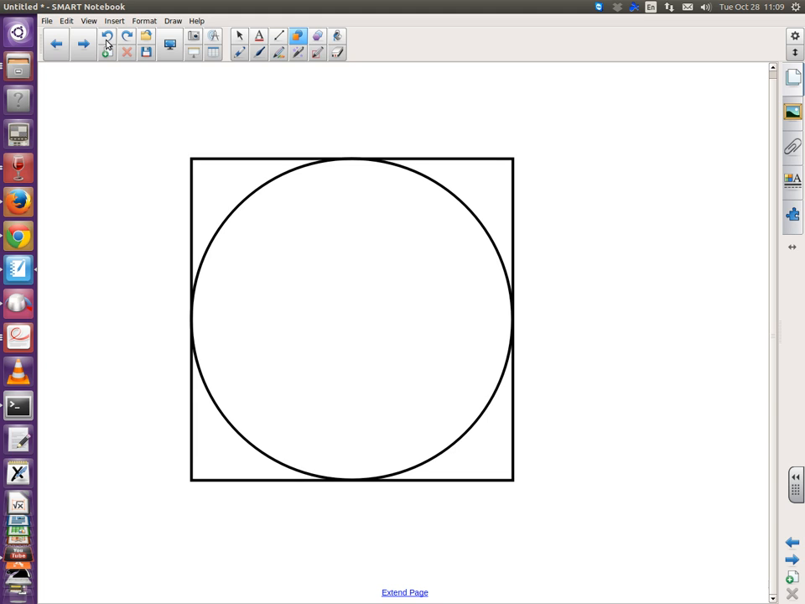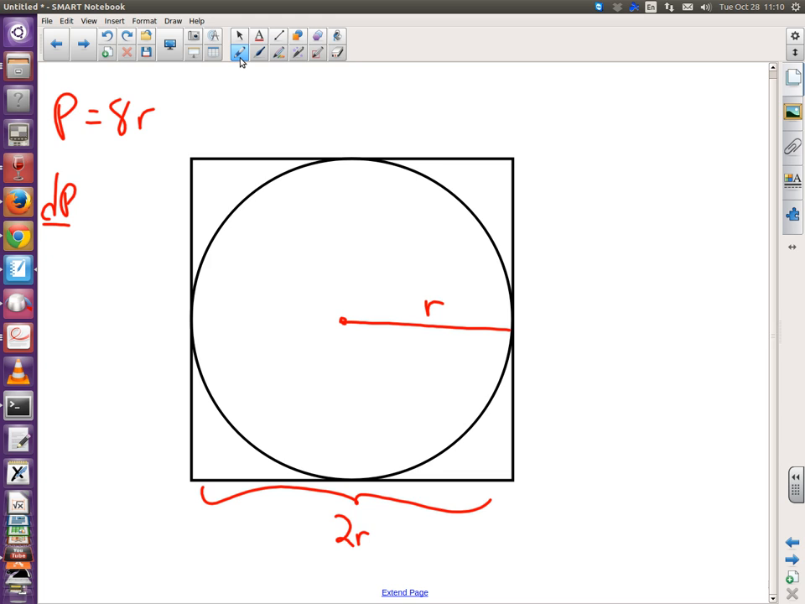Let's say that's good. All right, so let's say that this is the radius of the circle. So the side of the square is 2r. They want you to find the rate of change of the perimeter. What's the perimeter of the square? Isn't that 8r? All right, so P equals 8r. Alrighty. And so what's dP/dt? That's what they want, the rate of change of the perimeter. That would be 8 dr/dt.